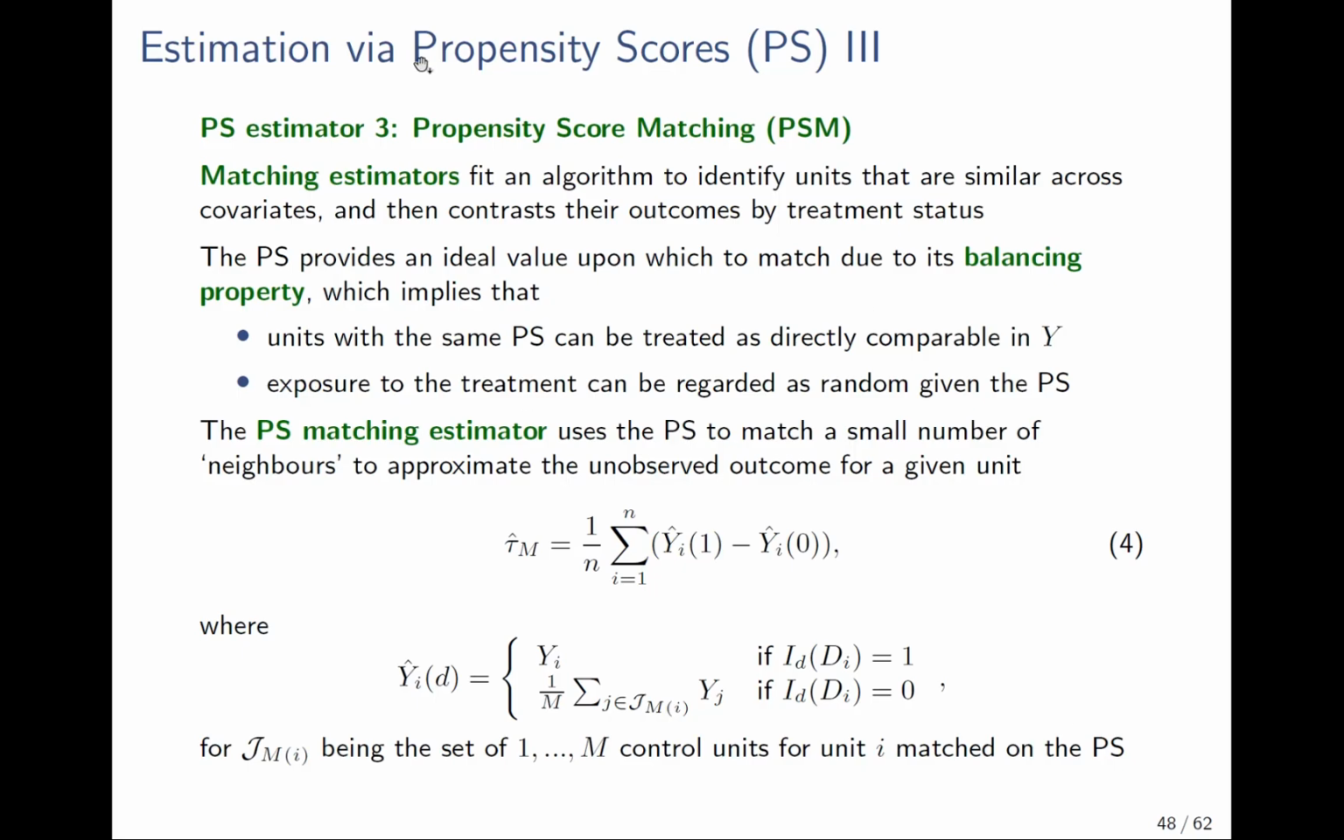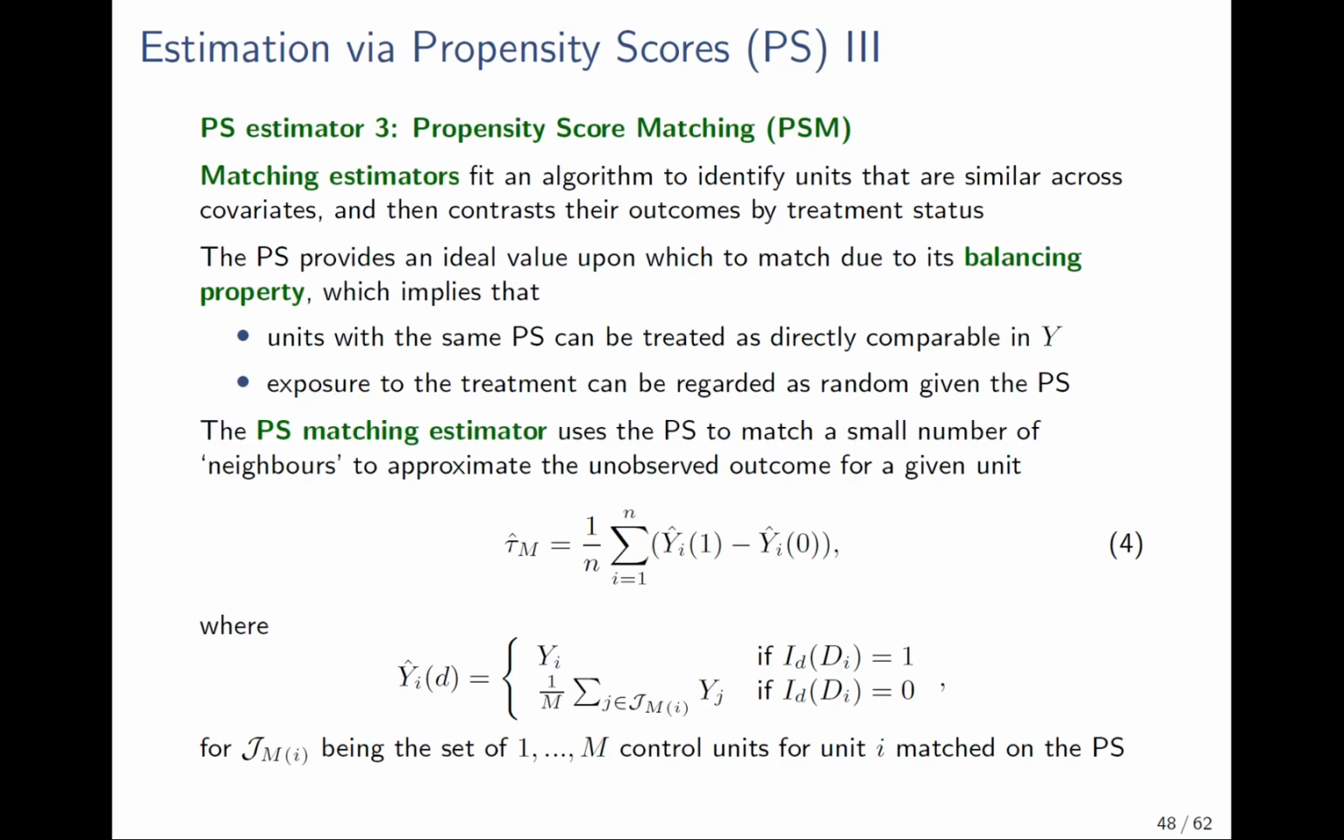Propensity score matching is a popular approach because the propensity score provides an ideal value on which to make the matching due to its balancing property. Because what the balancing property says in practical terms is that units with the same propensity score can be treated as directly comparable in Y, and exposure to the treatment can be regarded as random given the propensity score. So that's balancing. And essentially what we're saying is that once we've matched on a propensity score, once we've got units that have either identical or similar propensity scores, then essentially we've already conditioned on the propensity score, and so we can just compare the outcomes, and that's going to give us the treatment effect.